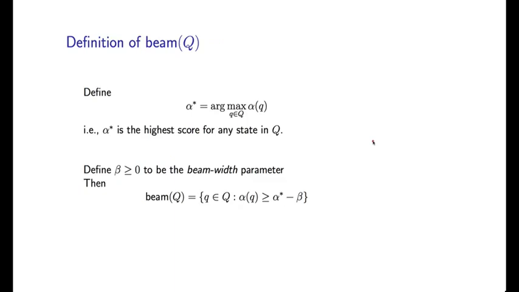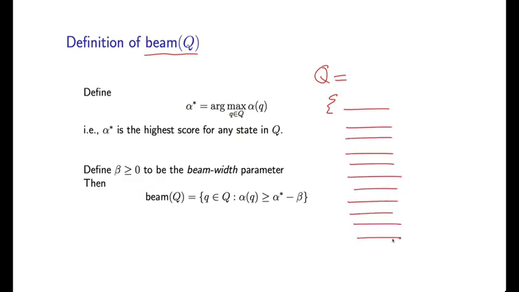The final function is this idea of beam. So beam(Q) is going to be basically a subset of just the highest scoring items in Q. How do we define that? Well, we say we have some set Q, and it has a number of possible states, and each of these has a score. So let's write down a few scores here, and so on and so on. We first find the highest scoring state in the set, minus 1.8, for example. So maybe that's the highest score.